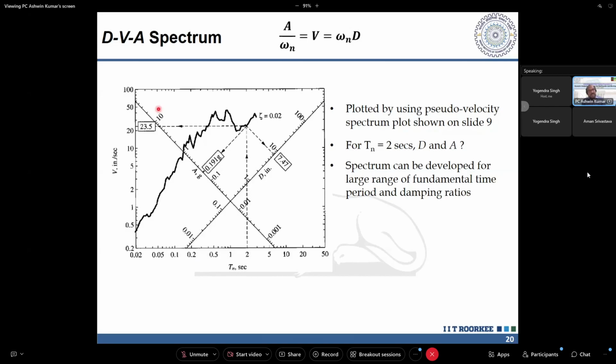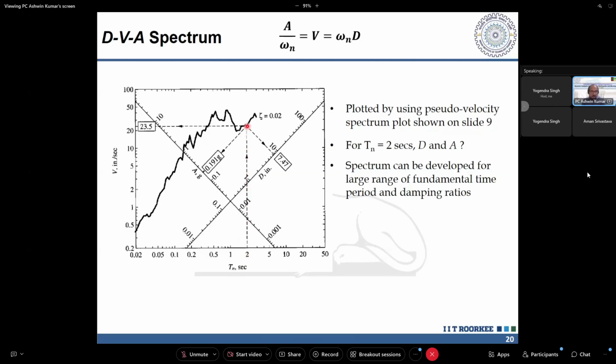And then you have an axis which goes like this, which represents the pseudo acceleration plot, and an axis which goes like this, which represents the displacement axis of the tripartite plot. So how to read this particular plot is, if you figure out the natural time period of your, currently let's not mix it up, say a single degree of freedom system. If you find out the natural period of the system comes out to 2 seconds, you take this particular line till you reach the spectra.